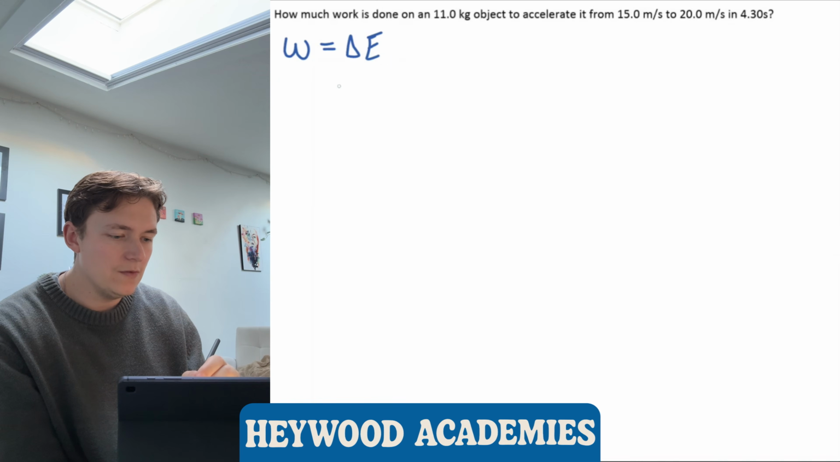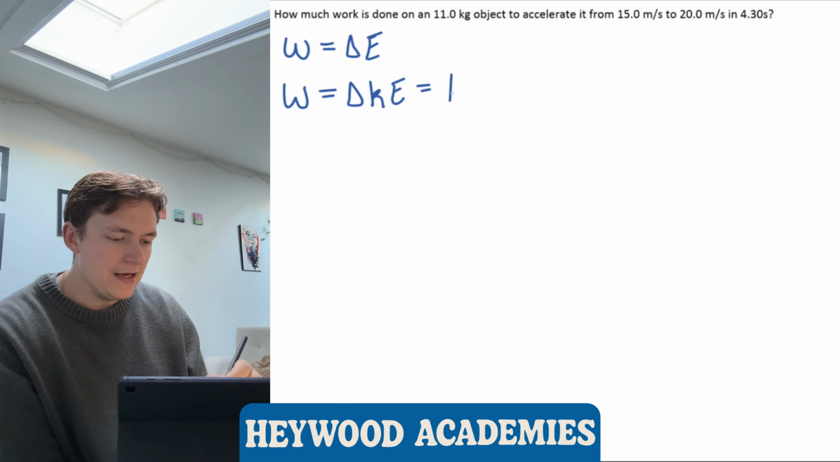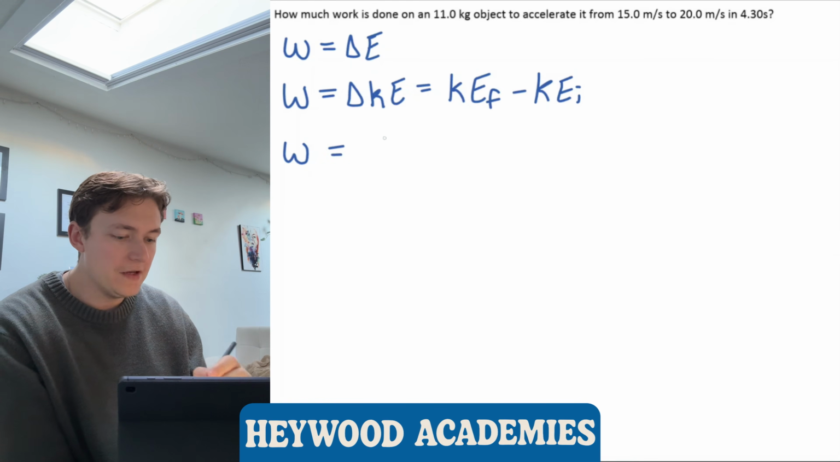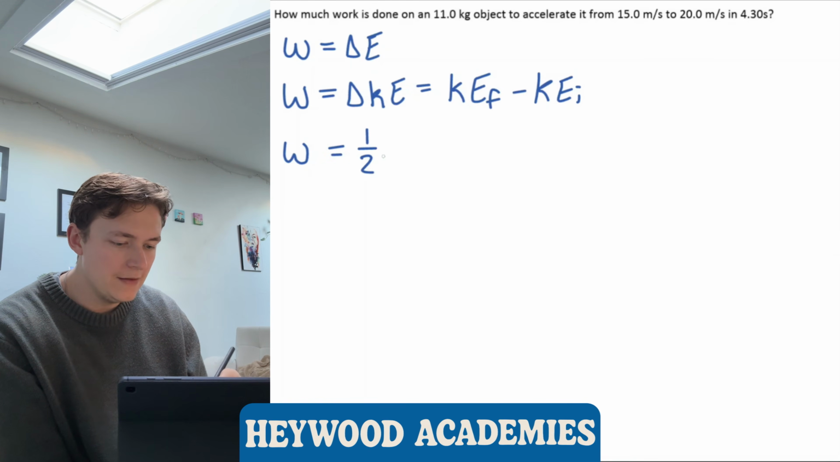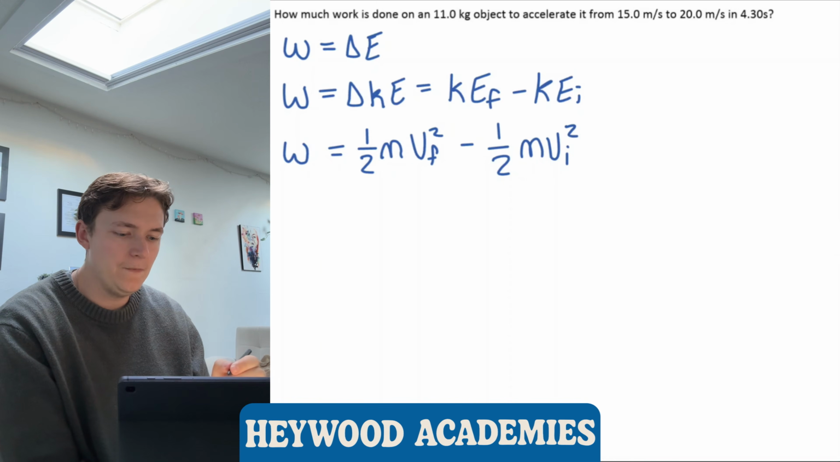So our work is going to be equal to the change in energy of our system. In this case, the energy that we're changing is going to be the change in kinetic energy. So we can write that as kinetic energy final minus kinetic energy initial. The equation for kinetic energy is going to be 1/2 times the mass times the velocity squared. So that's going to be 1/2 mv squared final and 1/2 mv squared for the initial.